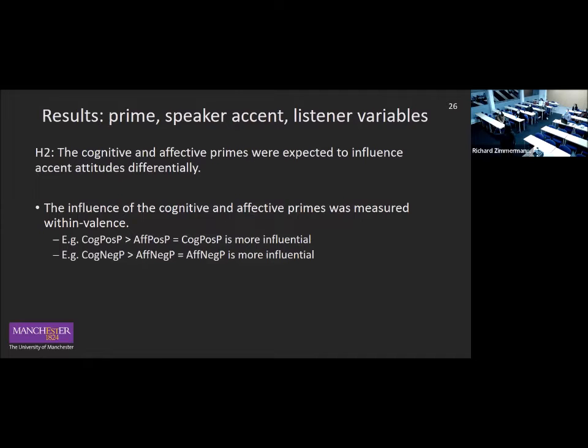The second hypothesis had to do with the primes and how they influence the adjectives here. The influence of the primes was measured with the valence. So if you had a cognitive positive prime that was prompting significantly higher evaluations than the affective positive prime, then the cognitive positive would be more influential. Again, you're expecting that a positive prime would prompt higher ratings, and that was in fact the case. I'm just not mentioning it here. And then the cognitive negative prime, if it prompted significantly higher than the affective negative, then the affective negative would be more influential, because again, you expect that the negative would prompt lower than the positive.